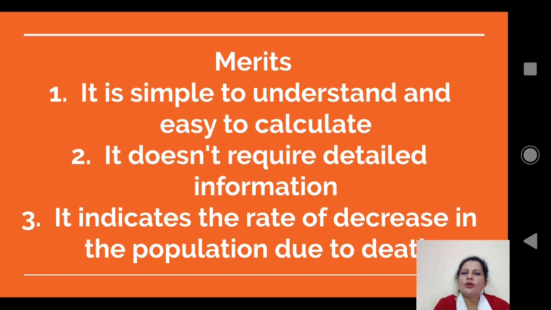Now, the merits of CDR are, first one, it is simple to understand and easy to calculate. Because if we know total number of deaths and the total population, CDR can be found. Second one, it does not require detailed information. It does not require the information on age and sex composition of the population. If you know the total number of deaths and total population, CDR can be found. Third one, it indicates the rate of decrease in the population due to death. This is the only mortality rate which indicates the rate of decrease in the population.